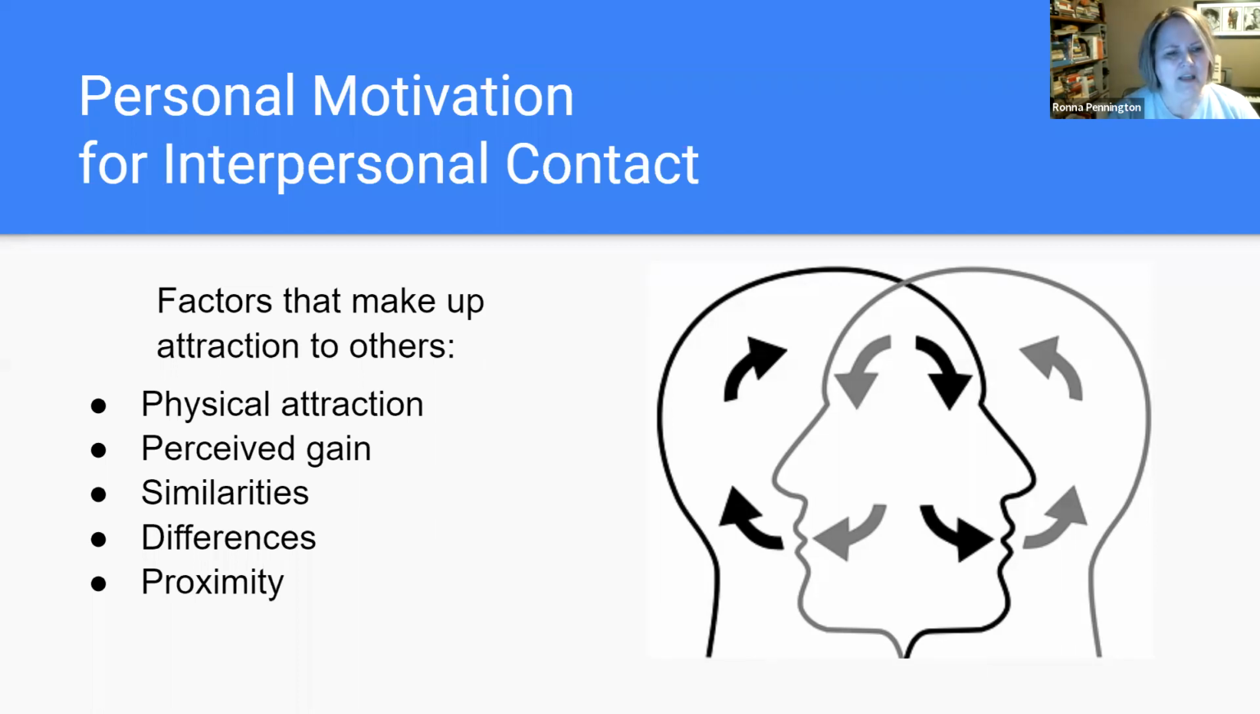Another reason for personal motivation for interpersonal contact is some sort of perceived gain. Again, that's the kid who liked the little green round peas, who always wanted to sit by me at lunch on the day that the little round peas were served, because I was not going to eat them and they wanted my peas. Perceived gain.